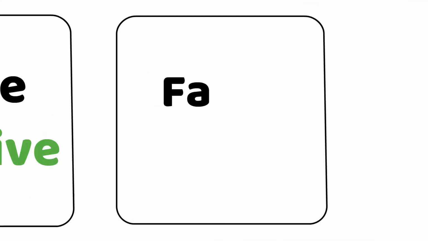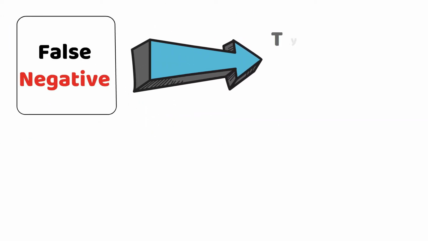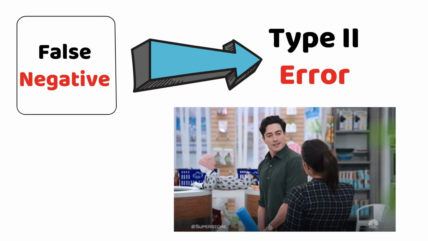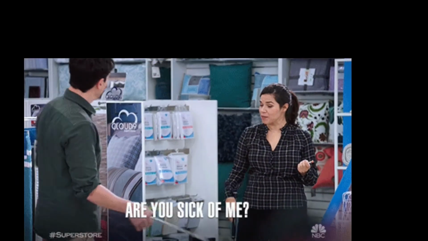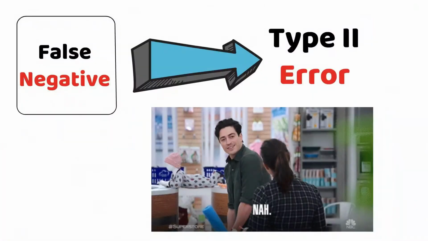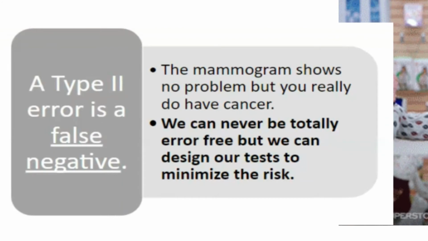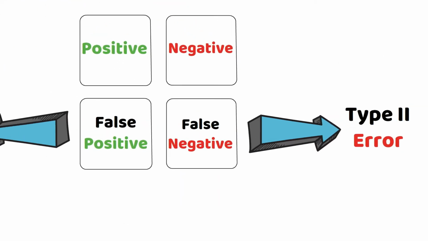The other fail is the false negative, which scholars call a type 2 error. The result is negative, but is actually not negative. In this scenario, this guy denies the truth, which would save everyone heartache. Hopefully, type 1 and type 2 errors are a bit clearer now.